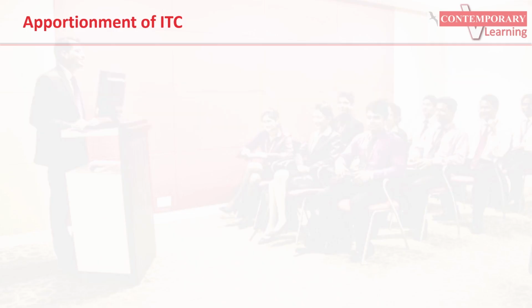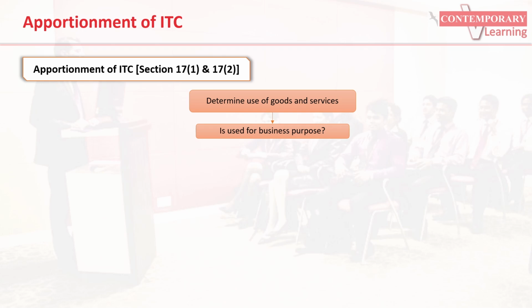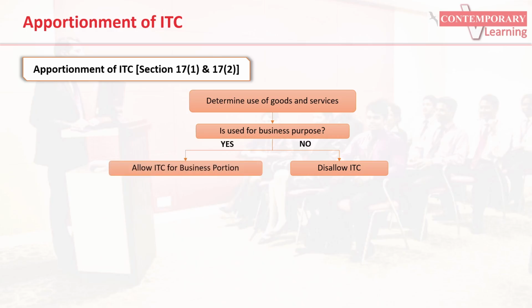Let me walk you through the decision-making process for ITC apportionment. When you purchase goods or services, you need to ask yourself two key questions. First, are these goods and services used for business purposes? If the answer is no, say you're using them for personal consumption, then no ITC is allowed at all. This is straightforward. But if yes, they are for business, then comes the second question. Are they used for taxable supplies? If your entire business involves only taxable supplies, then you can claim the full ITC.